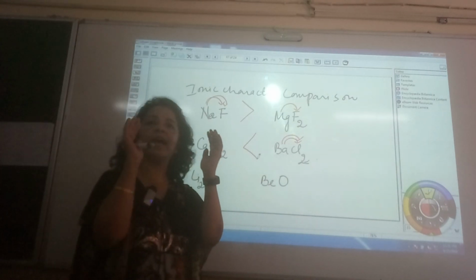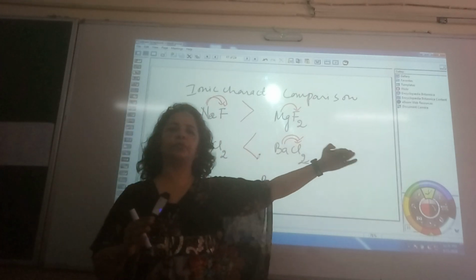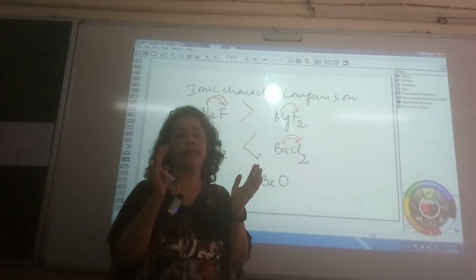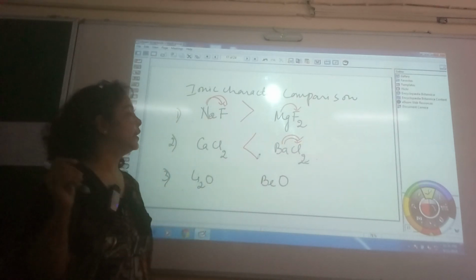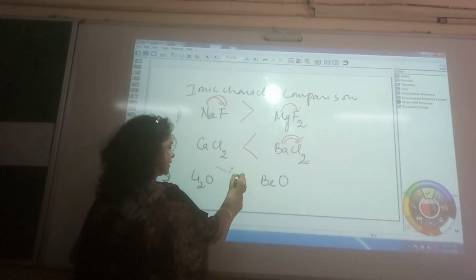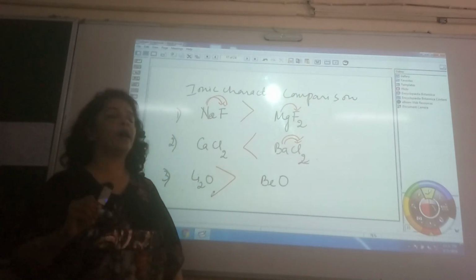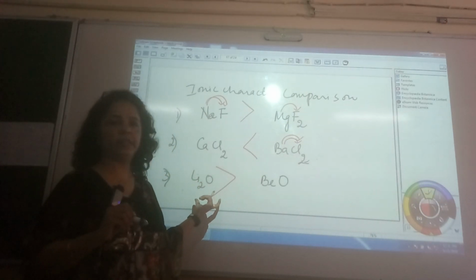Lithium is larger than beryllium. As you go across a period, the size goes on decreasing because of the stronger attractive pull by the nucleus to the last electron. Hence the electron loss is easier here. So the ionic character would be larger in case of lithium oxide.